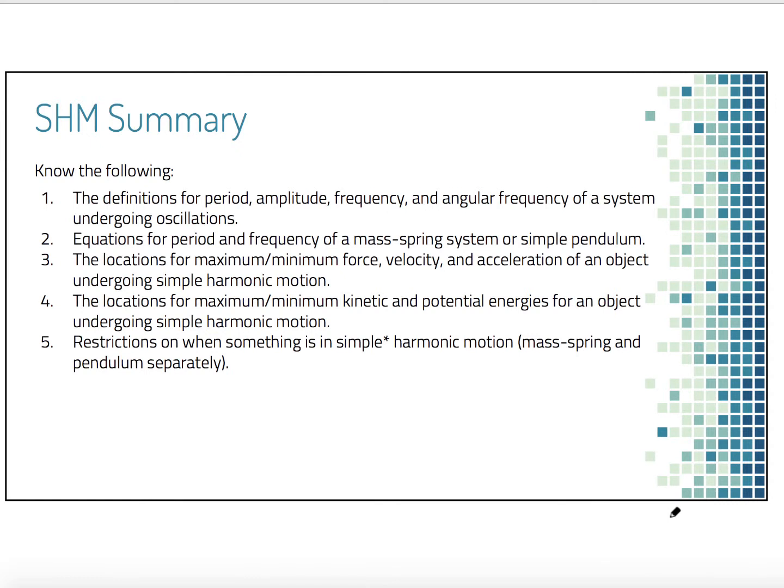So, in summary, for simple harmonic motion, you should know the following things. You should know the definitions that we've used throughout this part of the unit. You should know how to determine period and frequency for both a mass spring system and a simple pendulum. You should also be able to calculate, or at least describe, where or when in a cycle these different systems have a maximum or minimum force, velocity, and acceleration. You should also be able to do the same maximum and minimum discussion for the kinetic and potential energies for objects such as a mass spring system or the simple pendulum. You should also be able to describe specifically when something is undergoing simple harmonic motion, whether that's due to a directly proportional force or a small angle of displacement.